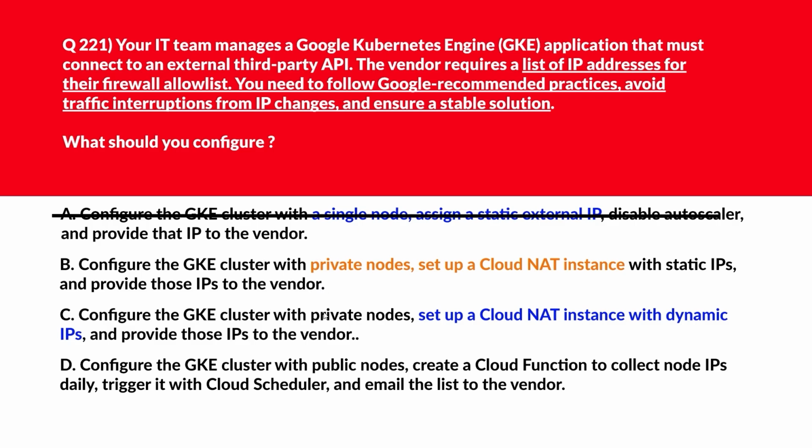Let's keep it. Now, option C, dynamic IP from Cloud NAT can change unpredictably, breaking vendor firewall rules and causing traffic interruptions. Wrong choice. We'll move to D. Option D, collecting public node IPs daily adds operational overhead, risks delays in updates, and exposes nodes publicly, which is less secure. Wrong answer. We'll lock option B as the correct choice.